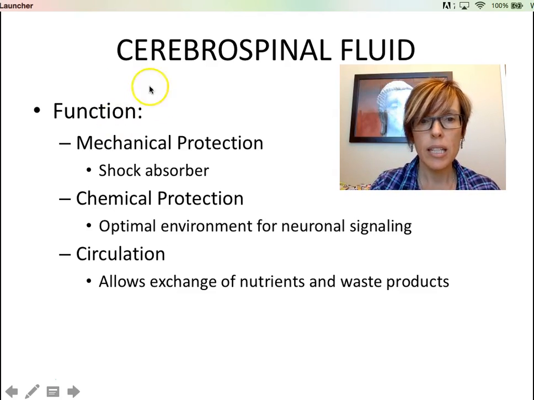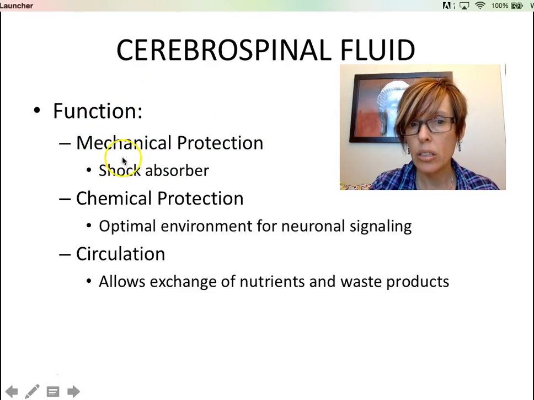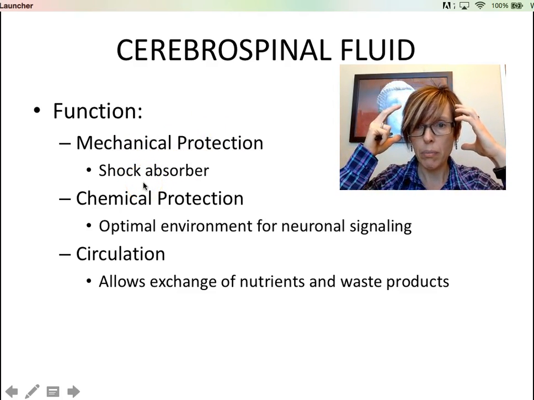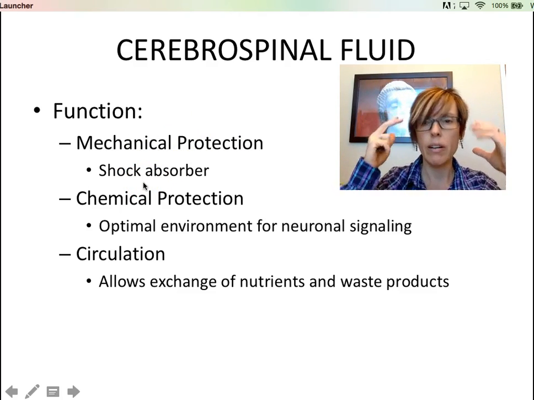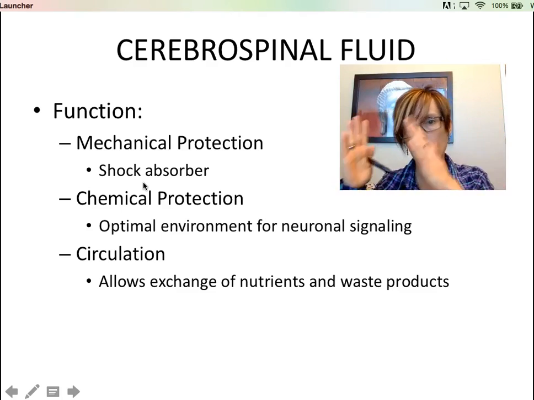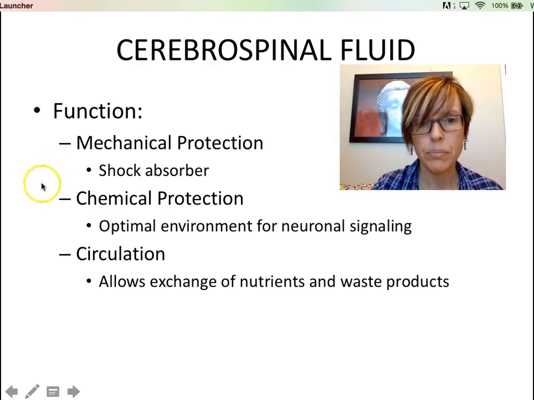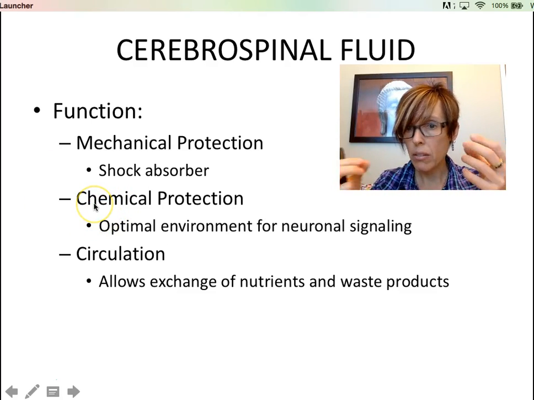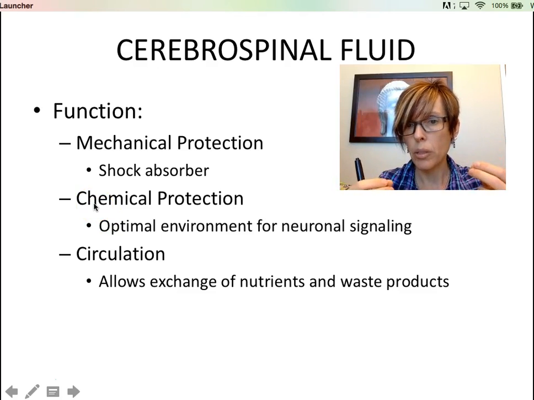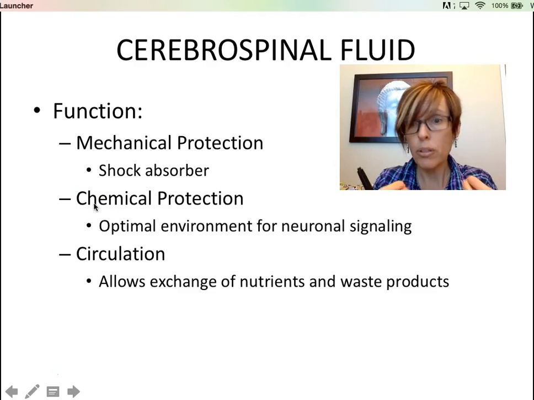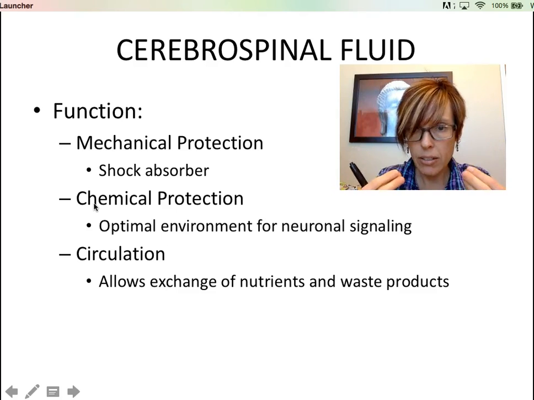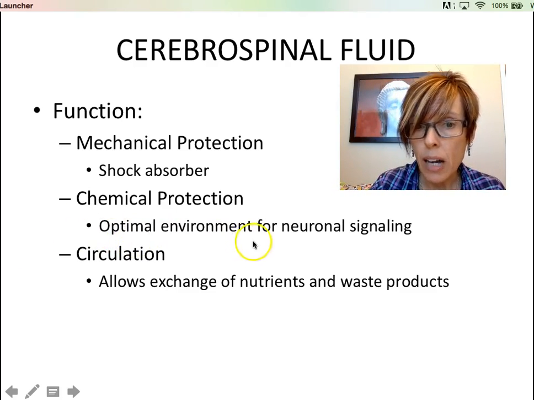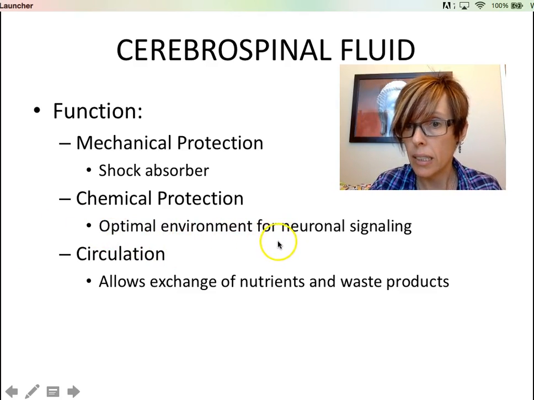In any case, one of the things that it does is it acts as a mechanical protection. Basically, you put your brain in a bunch of fluid, so when you move your head around, the fluid is buffering it, so you're not just whacking into the sides of the skull. That cerebrospinal fluid will also take the elements that are absolutely necessary from the bloodstream, and then basically purifies them in a way. It just takes the things that are necessary, and that's what the neurons get. So essentially, it creates an optimal environment for neuron signaling.